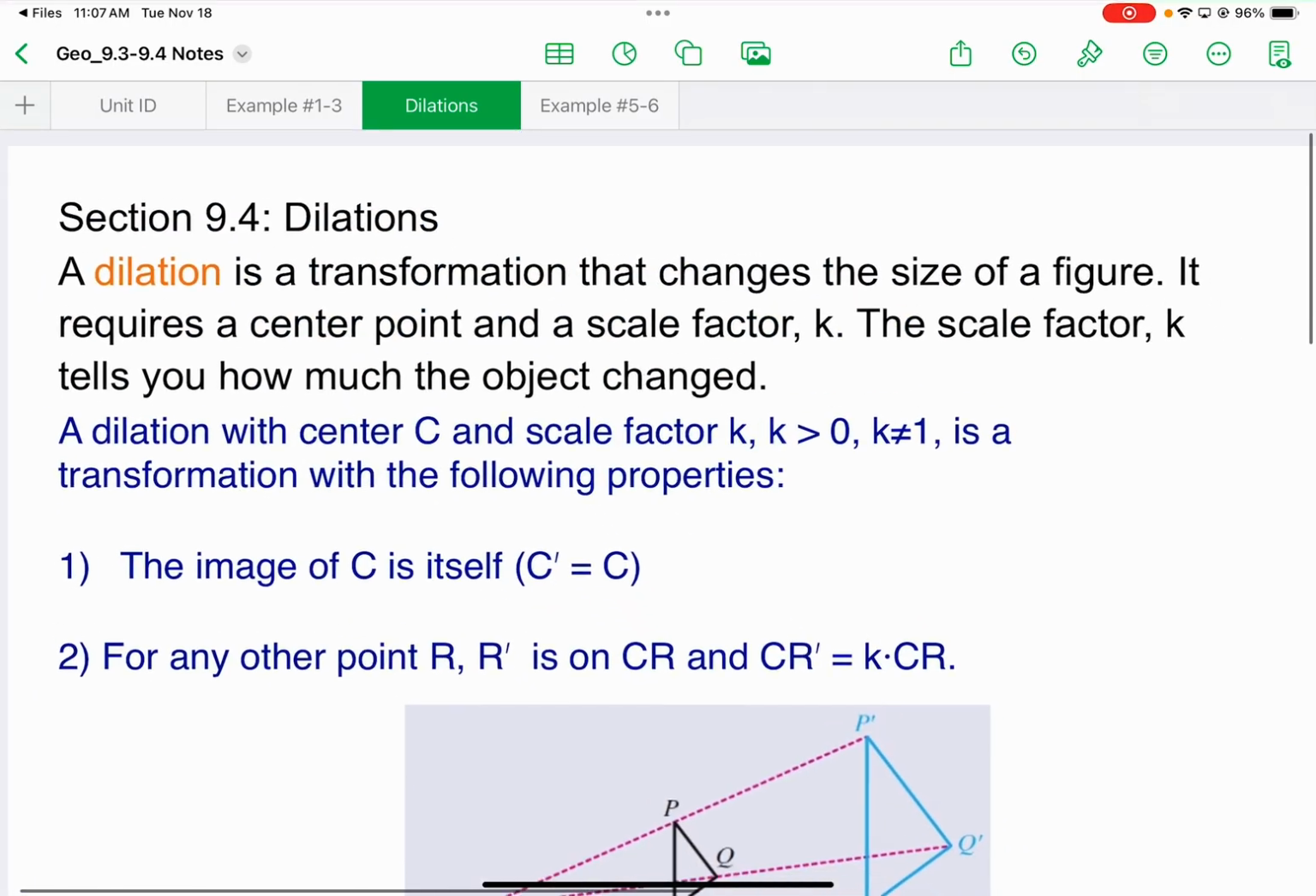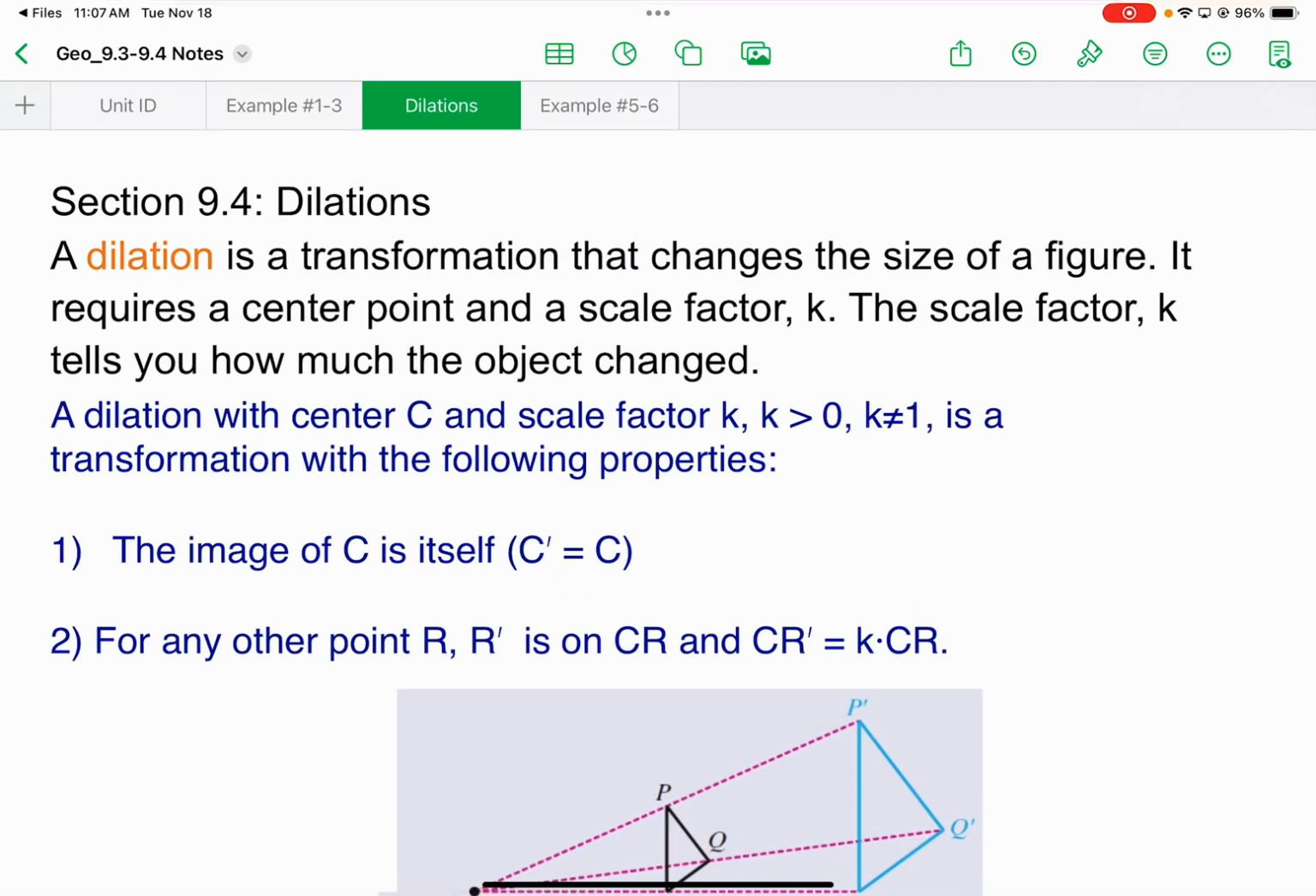Okay, but we will talk about dilations getting bigger, and then we'll also talk about a dilation getting smaller as well. All right, so a dilation is a transformation that changes the size of a figure. It requires a center point and a scale factor K. We'll dilate some things about a different center point, but today we're just going to focus on the origin. The scale factor K tells you how much the object has changed. So K is your scale factor.